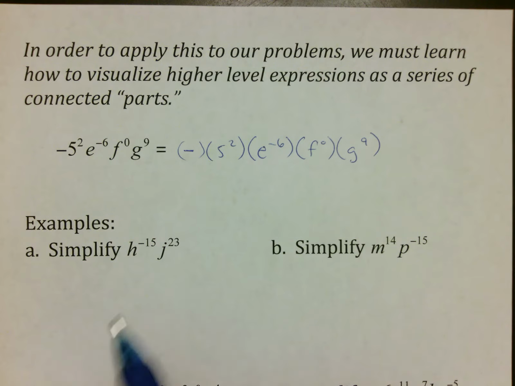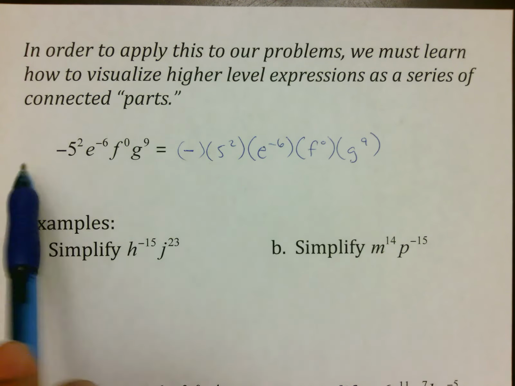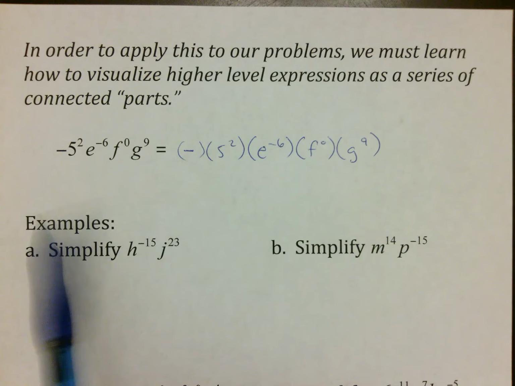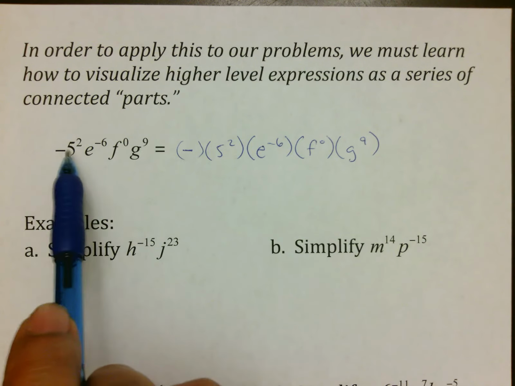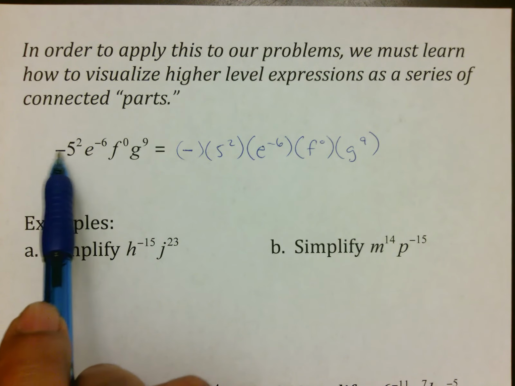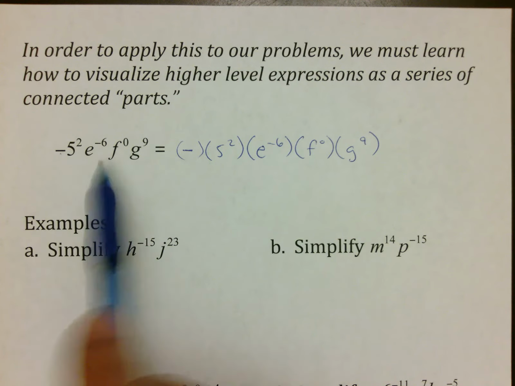What people tend to do is they just try to do all this stuff together, and they actually put the negative with the 5, which, although it is connected, it's really not, because remember, that's a negative 1 attached to 5 squared, e to the negative 6, and so on.